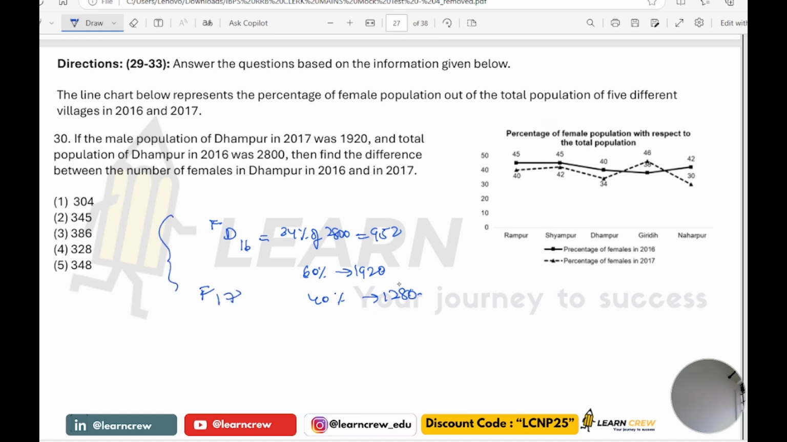So what is the difference here? 1280 and 952. What is the difference? The difference is 328. So answer is option 4. Next.